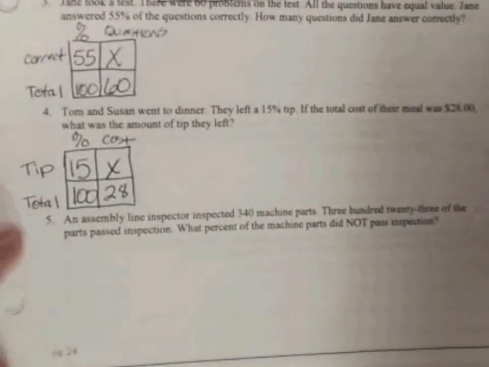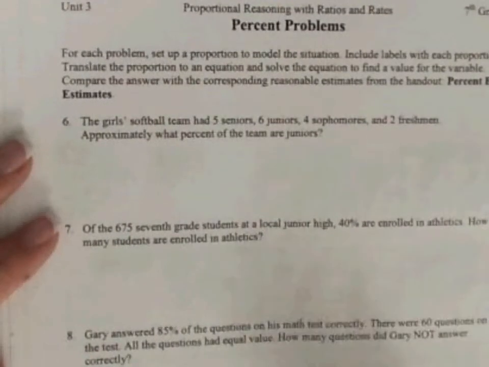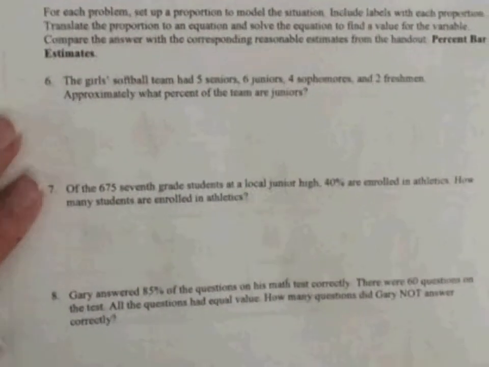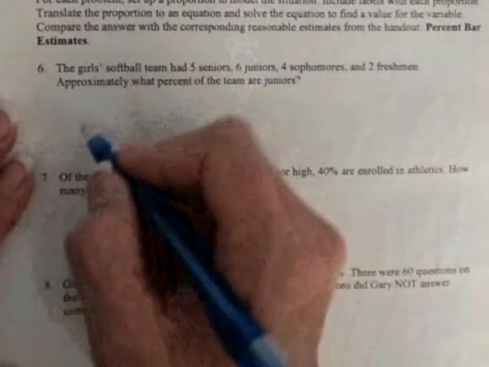Okay, I want y'all to do 5. Let's set up 6 on the back first, and then I'm going to let y'all work in your teams. The girls softball team has 5 seniors, 6 juniors, 4 sophomores, and 2 freshmen. Approximately what percent of the team are juniors?